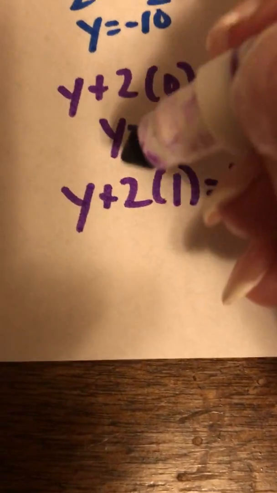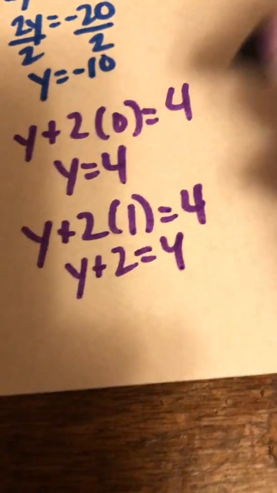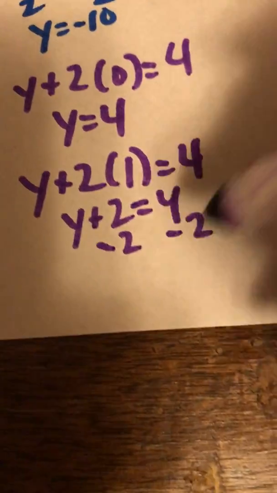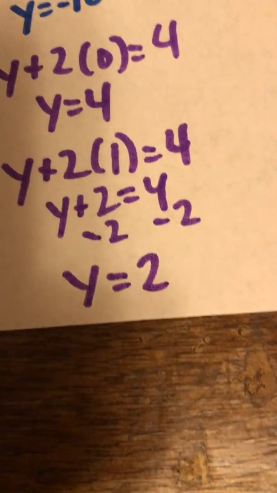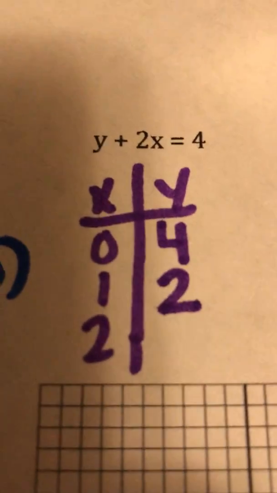2 times 1 is 2. So then y plus 2 equals 4. We're isolating the y, so we're going to subtract 2 across. And then y equals 2. Okay. So when x is 1, y is 2.